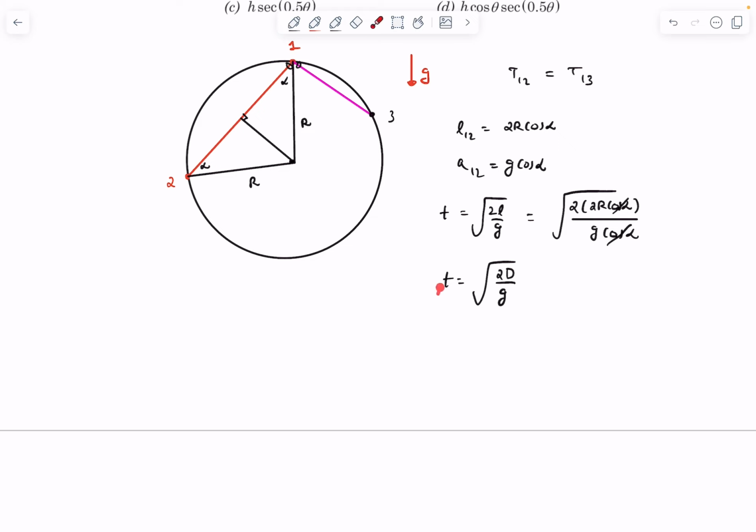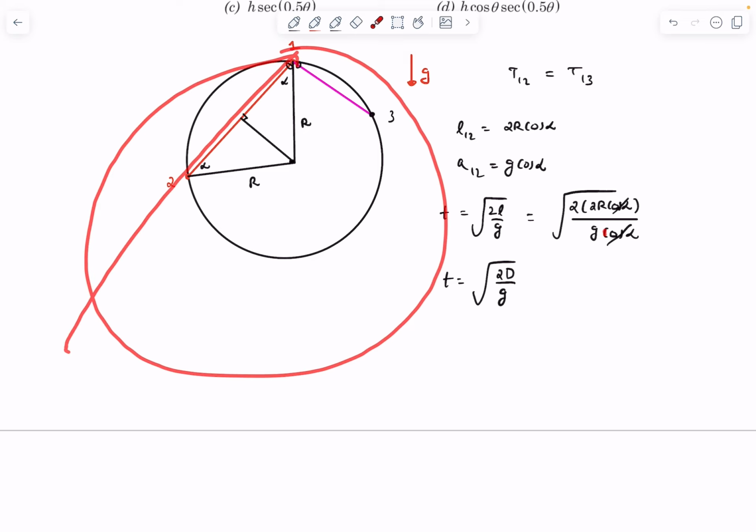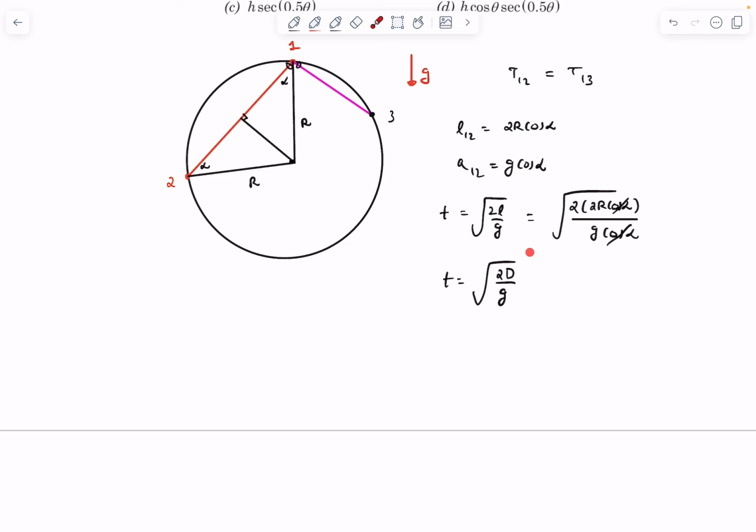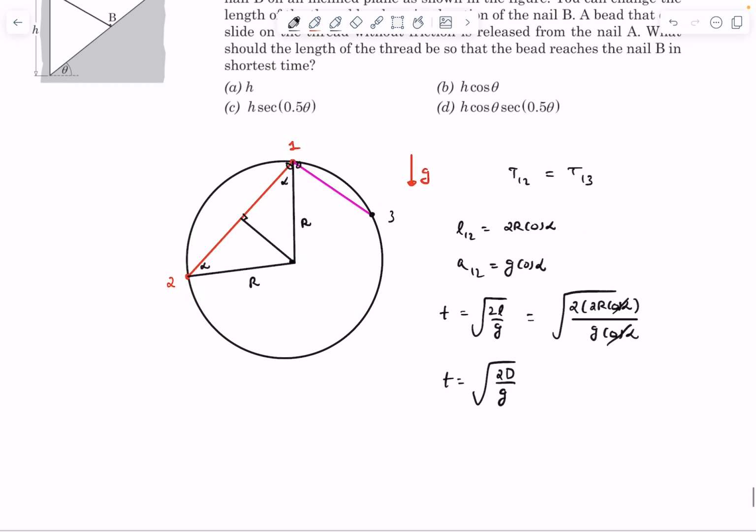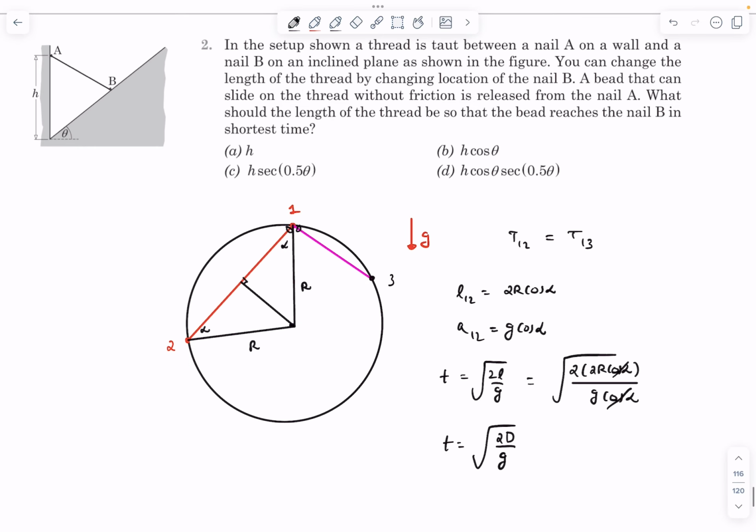So here we observe two things. First is that the time actually depends on how large the circle is, which is quite intuitive. If you take a larger circle, it'll take more time to cover the length of a chord. And another thing that is not so intuitive is that the time turns out to be independent of alpha, meaning whatever angle, whatever chord you take from this point 1, all the beads are going to reach the other end in exactly the same time. Okay, so we're going to use this particular result in this particular question.